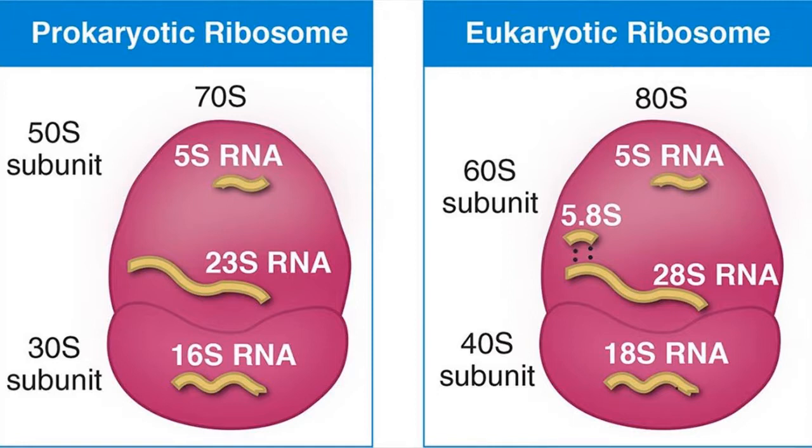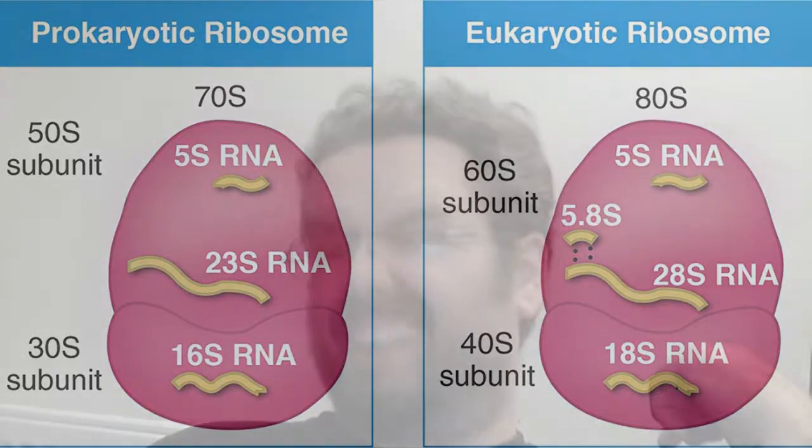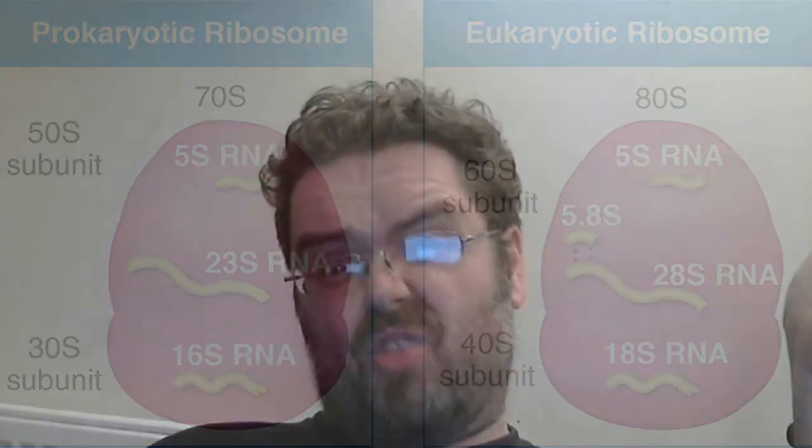But it's 70, okay? Because the small subunit has got a 16S RNA subunit, which is made of 1,540 nucleotides bound to 21 proteins. The large subunit is made of a 5S RNA subunit, which contains 120 nucleotides, a 23S RNA subunit, which is made of 2,900 nucleotides, and 31 proteins. I know. Don't worry, you don't really need to remember all that. I mean, I'm reading it off a script.